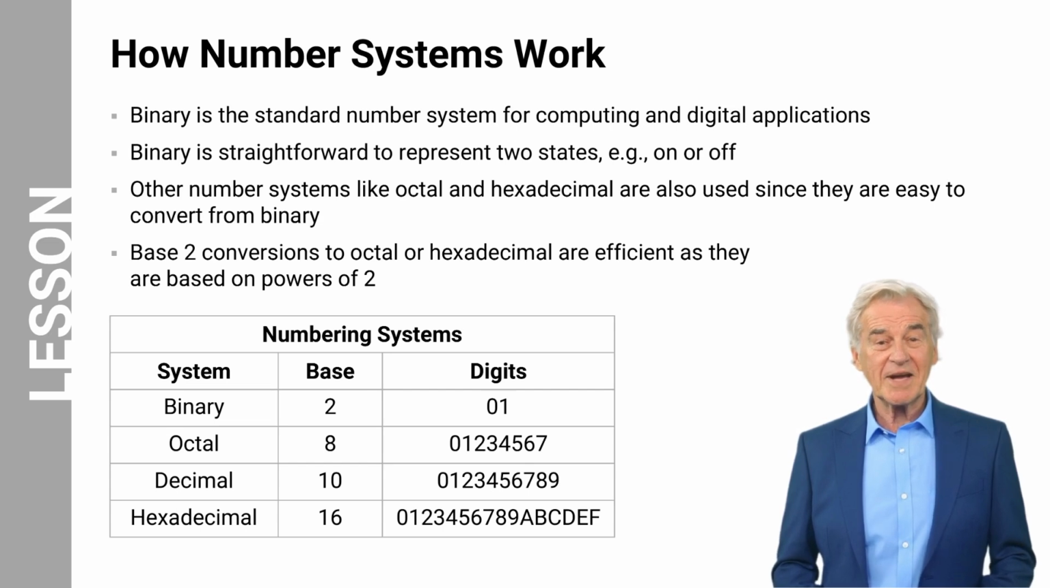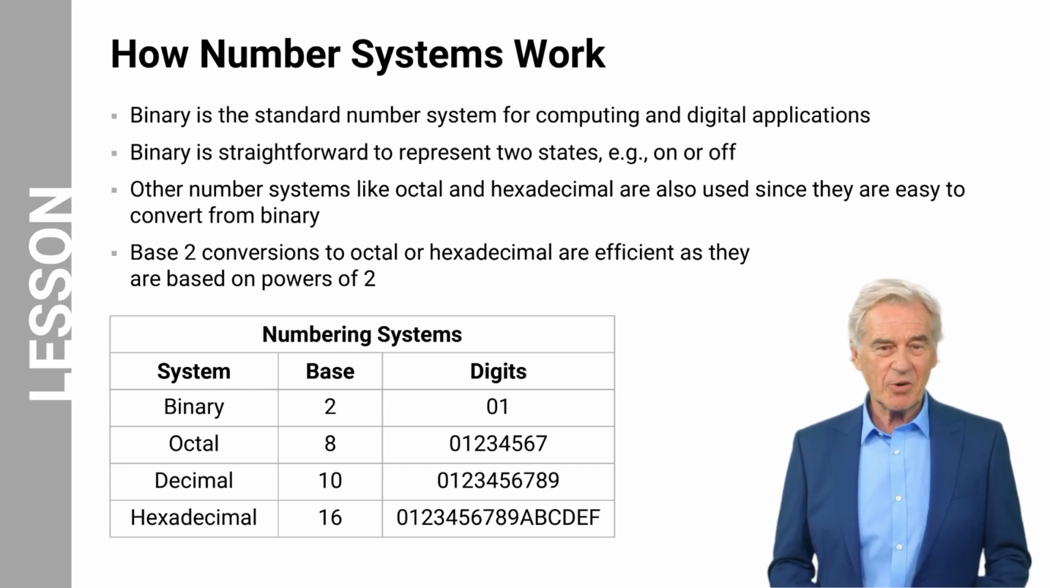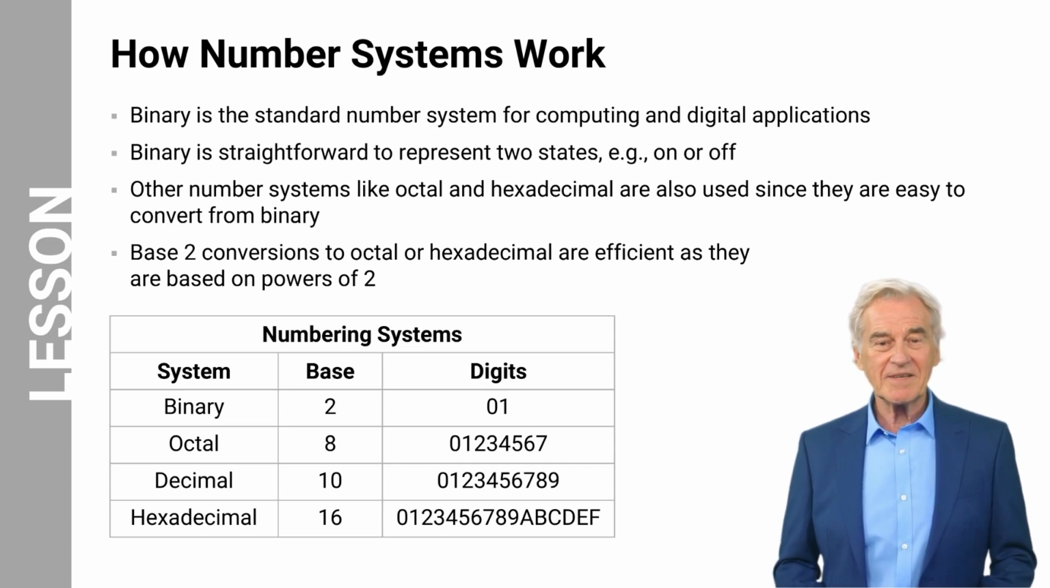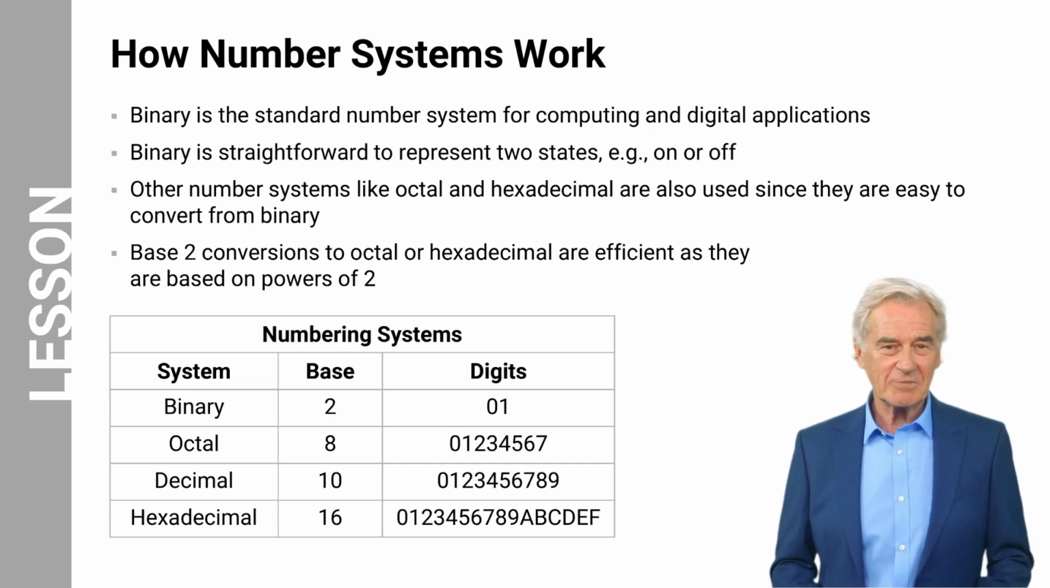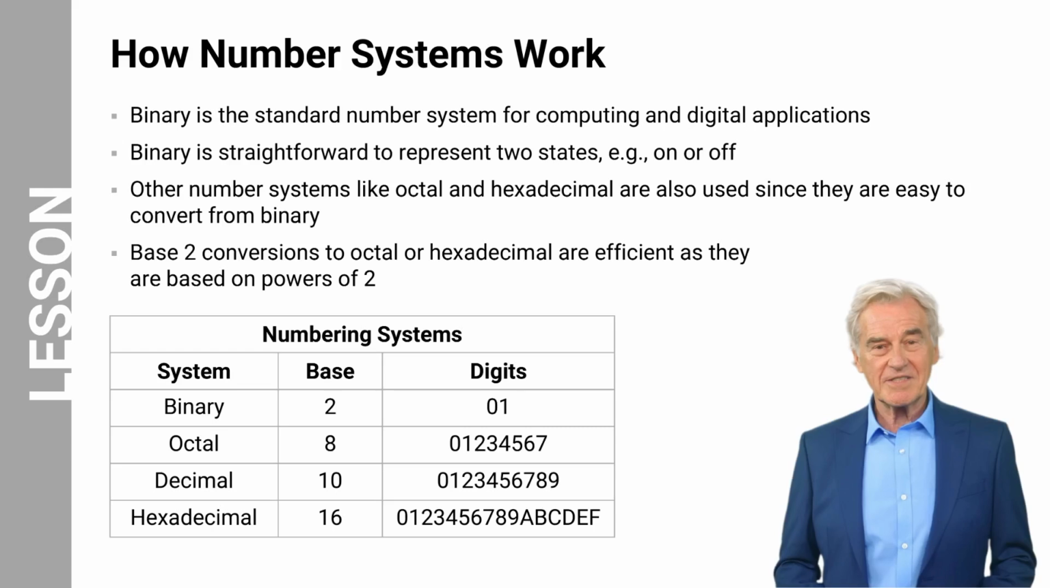Other number systems, like octal or base 8 and hexadecimal or base 16, are often used because they are easy to convert from binary. The octal system includes digits 0 through 7, while the hexadecimal system uses digits 0 through 9 and letters A through F to represent values 10 through 15. Why is this important? Because base 2 conversions to octal or hexadecimal are efficient due to their relationships as powers of 2. For example, grouping 3 binary digits together gives one octal digit, and grouping 4 binary digits gives one hexadecimal digit. This makes these systems highly practical for computing and digital applications.